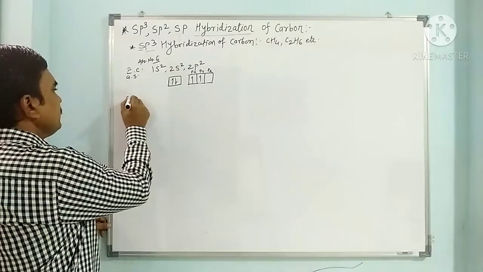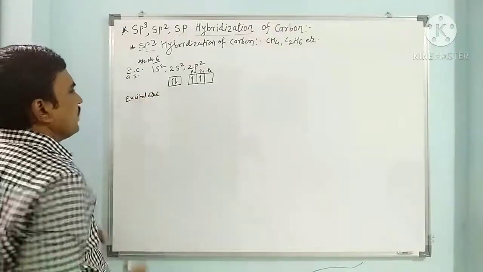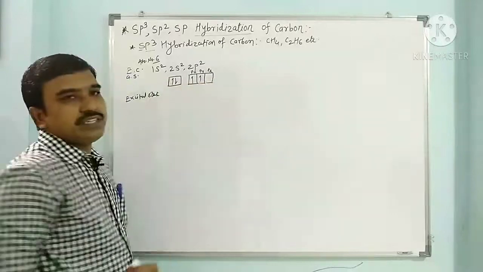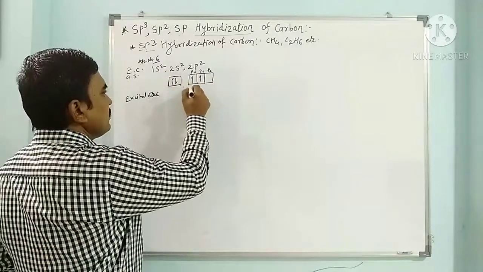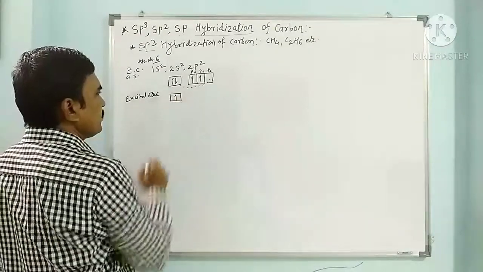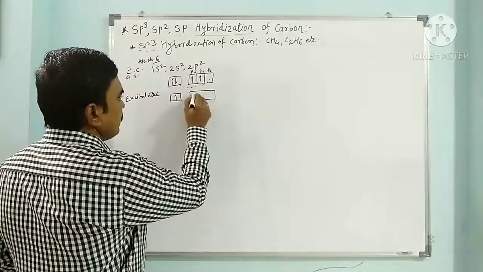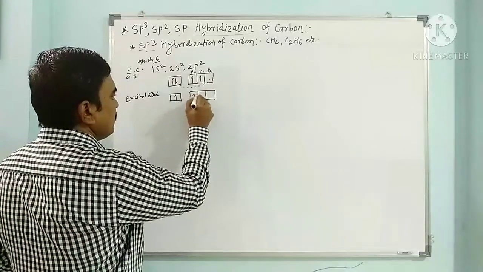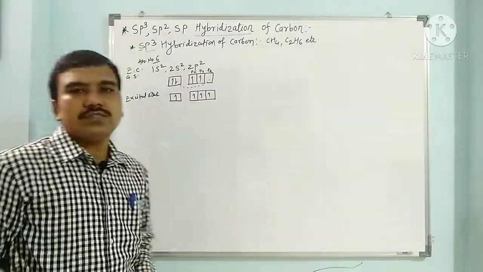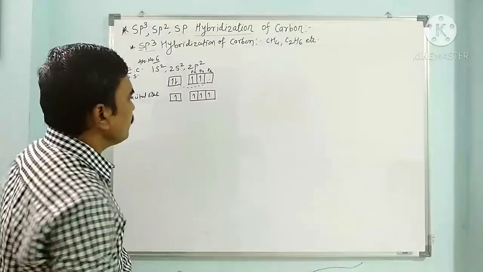Now in the excited state, this 2s electron gets promoted to the higher pz orbital. So this electron undergoes excitation. We get 1 electron in the 2s orbital, and a single electron in each of the p orbitals. So 2px, 2py and 2pz, each orbital has 1 electron.